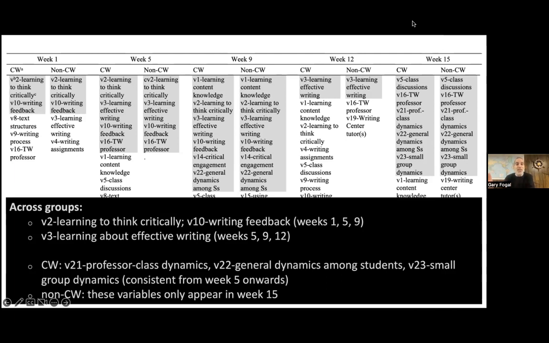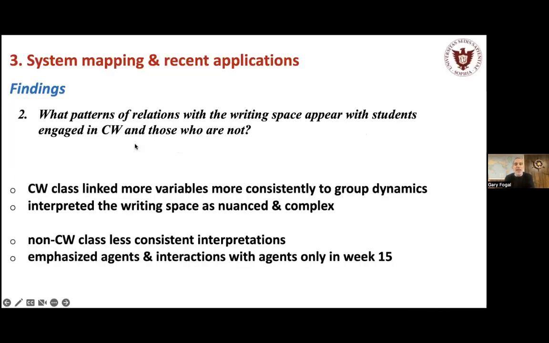These are consistently present in the collaborative writing group in the last 4 iterations of the mapping task, so from weeks 5 to 15 of the semester, but they only appear in week 15 in the non-collaborative writing group. And again, this is just a sample of some of the related findings, but to put these into prose, the collaborative writing class linked more variables more consistently to group dynamics and interpreted the writing space as nuanced and complex. The non-collaborative writing class was less consistent in their interpretation and only emphasized agents and interactions with agents in week 15.